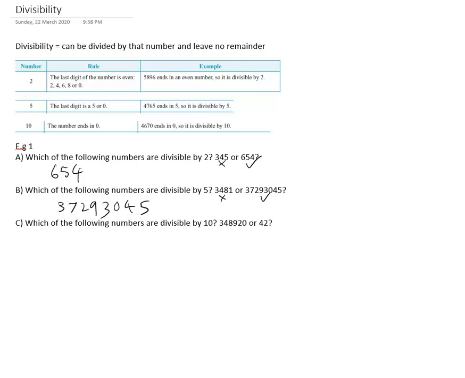Part C, which of the following is divisible by 10? Is it going to be 348,920, or is it going to be 42? We just look at the last digit. Is it a 0? Yep. No. Okay, and so we know that that number is going to be the one that is divisible by 10. So pretty straightforward for these tests. Just look at the last digit and you will find whether or not it's divisible by that number.